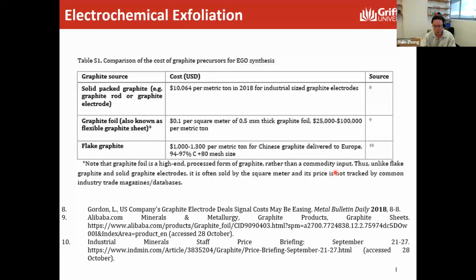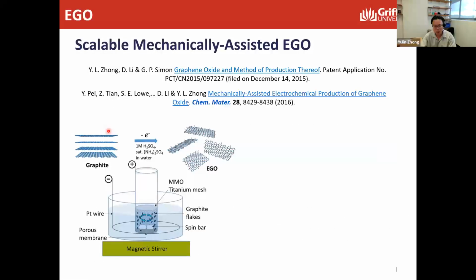Yeah, and the other obvious reason is graphite foil. You can see that the cost is 100,000 a metric ton. So that is like 100 times more expensive than flake graphite. Anyway, I think the prices would be more expensive now, but the fact is still that the graphite foil would be much more expensive compared to flake graphite. So when I started in Monash 2013, 2014, that period, we thought that we can't just simply use graphite foil or graphite electrode or preformed graphite electrode to produce graphene. That's not going to be scalable.